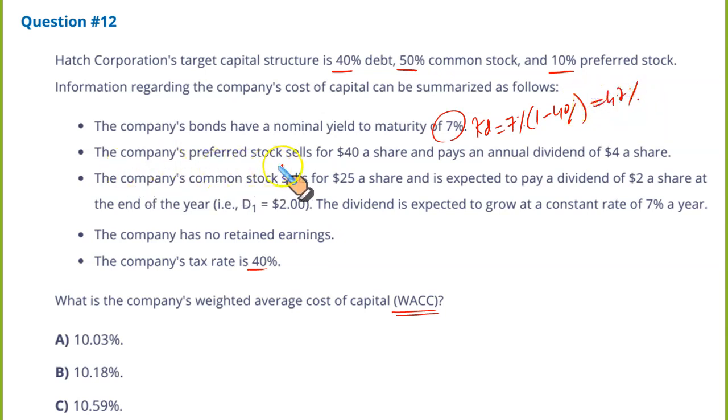Next, the company's preferred stock sells for 40 and pays an annual dividend of 4. 4 upon 40 times 100 gives 10%. This is your cost of preferred stock, KPS. Khalas, don't overspend time on things that we can do there and then.